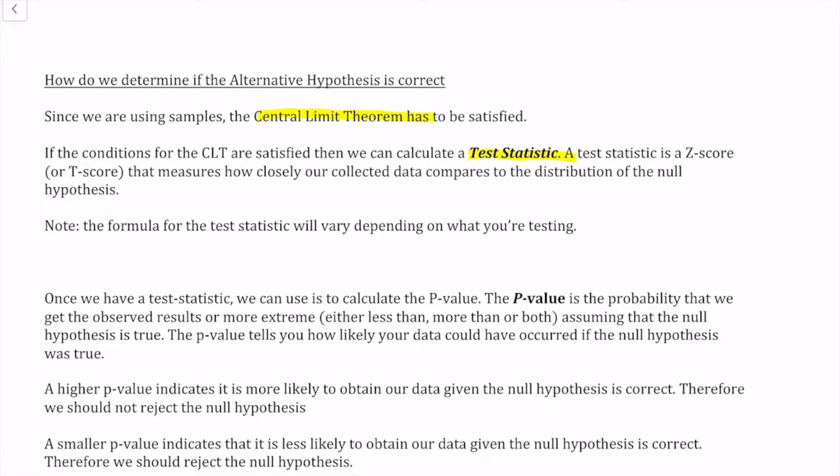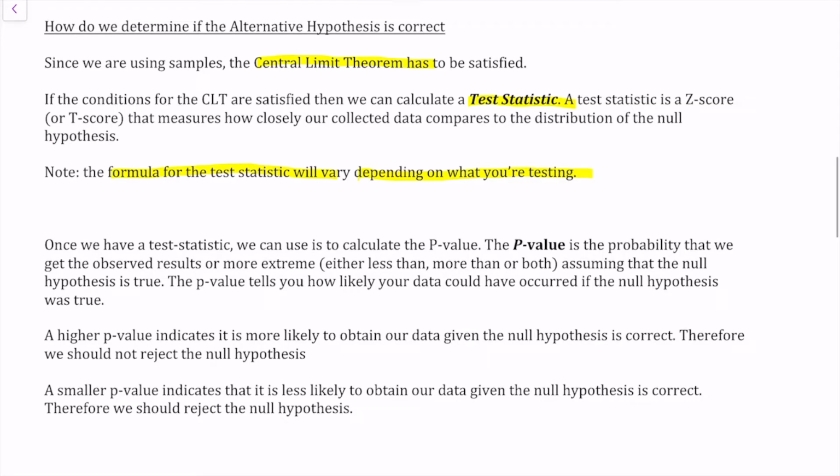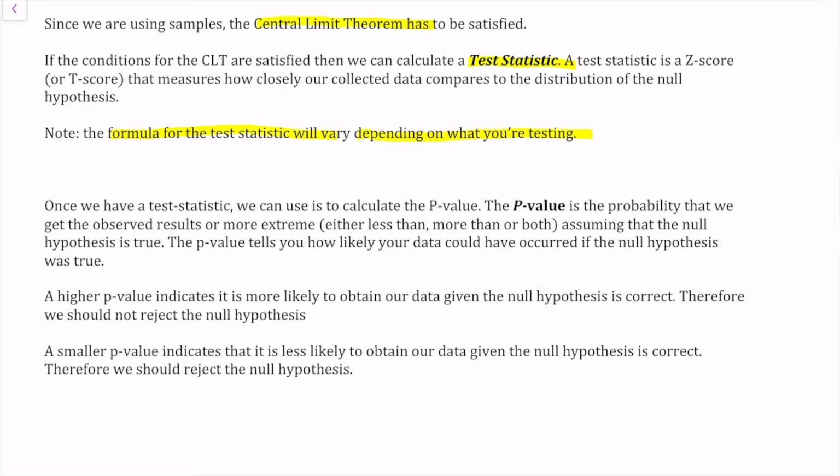And so what we do is we compare this test statistic to the distribution of our null hypothesis, right? As I mentioned, the formula for the test statistic will vary depending on what you're testing. As we go through subsequent videos after this one, you'll see the different test statistic formulas. Basically, we have this test statistic, okay? And we're going to calculate something called a p-value from this test statistic. What is the p-value? The p-value is the probability that we get the observed results from our samples, or something more extreme, assuming that the null hypothesis is true.